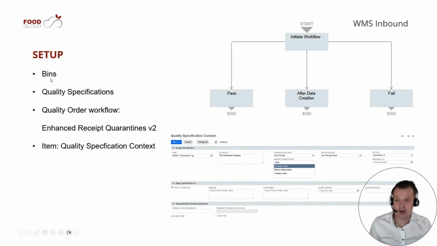We set up an inbound bin and a storage bin. We have set up quality specifications. We have set up the quality order workflow and enhanced receipt quarantines. And with the pass fail criteria, we're going to switch the inventory status. Also, when the quality order is created, the inventory status will change right away to QC check. Underneath the item, we need to set up the quality specification context. This is a connection between the item, the specification from the quality order, and the action that triggers the workflow. It's quarantine version 2.